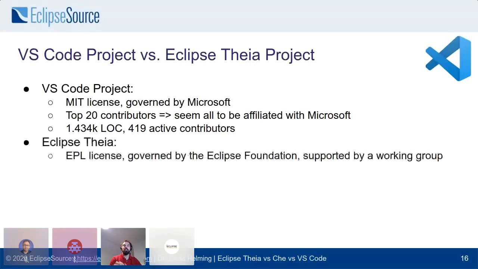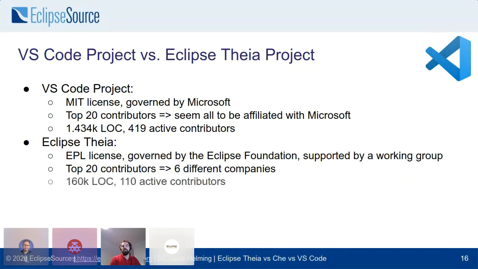Theia has the EPL license that also allows for commercial use. It's governed by the Eclipse Foundation and supported by a working group. So that means there are rules defined by an independent foundation, and everybody basically plays by the same rules. Also, the infrastructure is owned by the Eclipse Foundation, not by a specific company. If we look at the top 20 contributors, we have 6 different companies, so more diversity in the top committers for sure. And we have much less code.